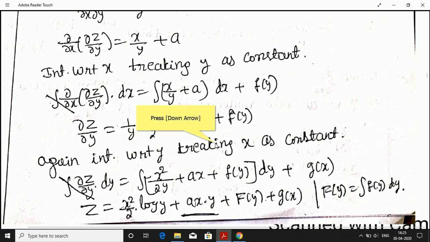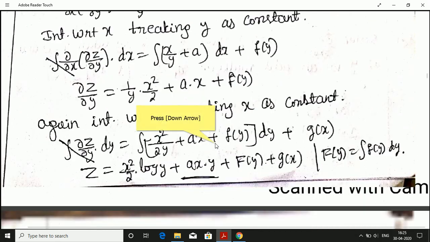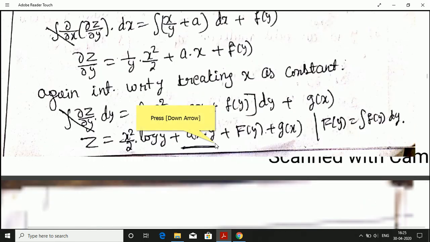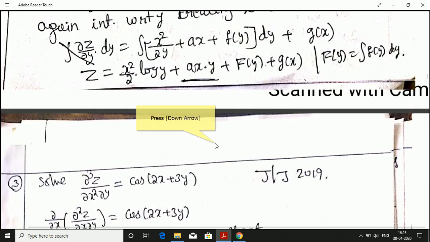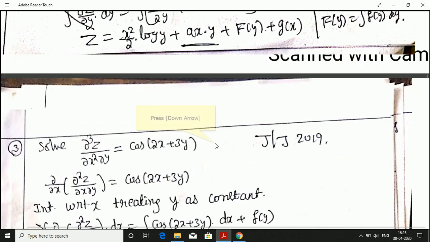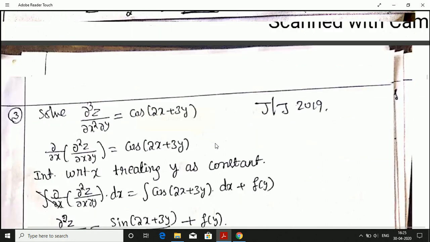Okay. One more problem I am showing you.